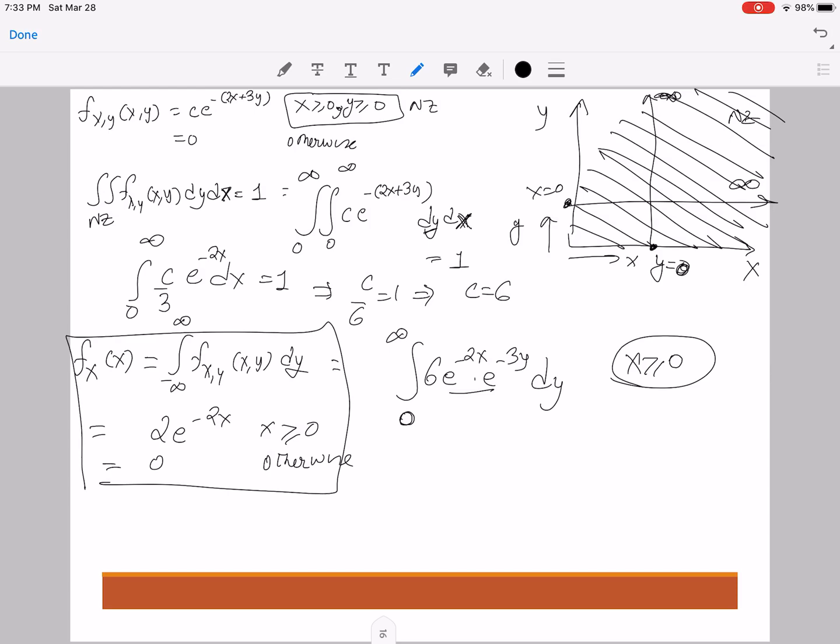Let me make a note of the marginal PDF of x somewhere here so that I can compare it with the marginal PDF of y to find whether or not the random variables x and y are independent of each other. So f of x is equal to 2 times e to the negative 2x for x greater than or equal to 0, and it is 0 otherwise.